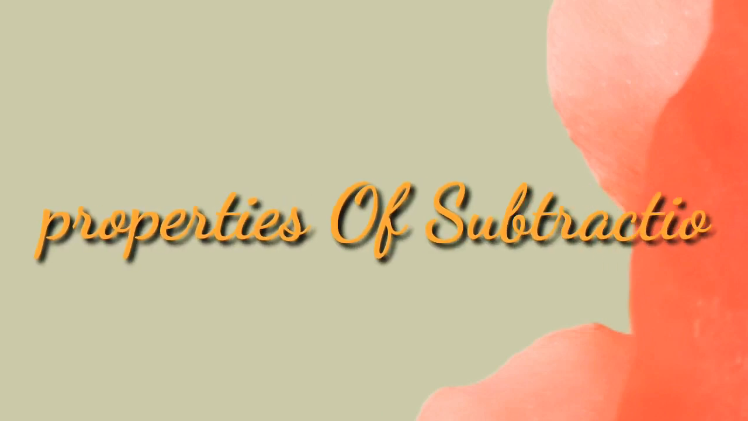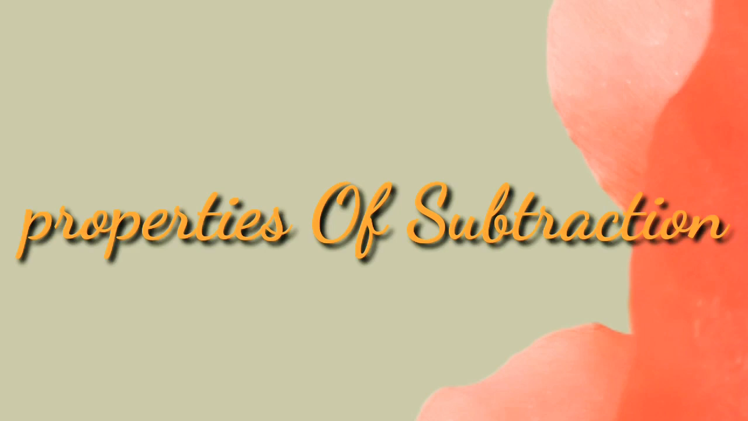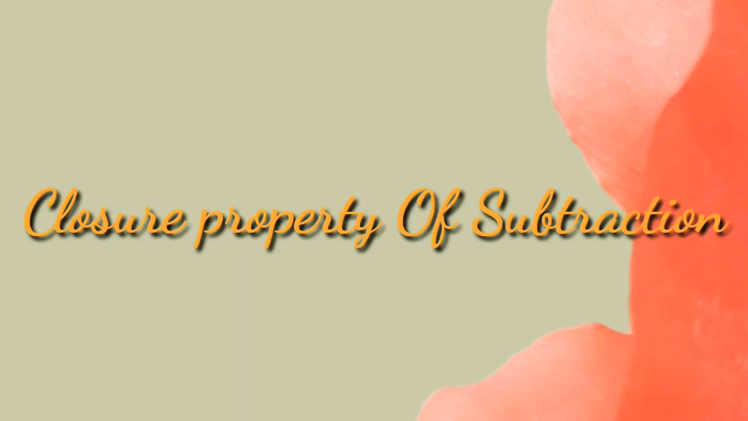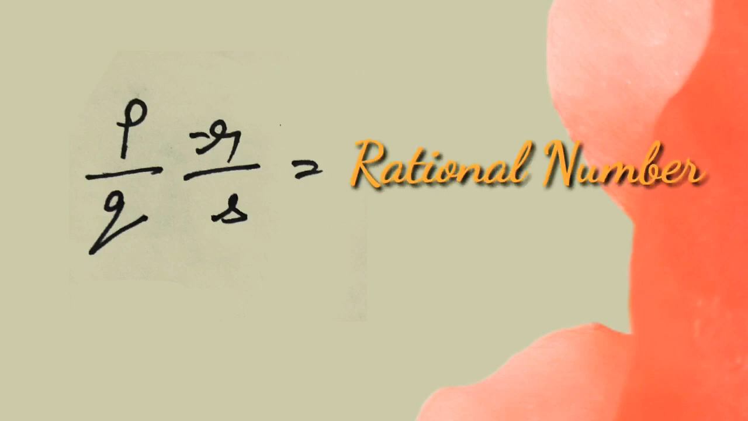So students, our next concept is properties of subtraction. As we did earlier for the properties of addition of rational numbers, now it will be for subtraction. So see, the first property is the closure property of subtraction. If you subtract two rational numbers, P upon Q and R over S, P upon Q minus R over S equals a rational number. It means if you subtract two rational numbers, the answer will also be a rational number.